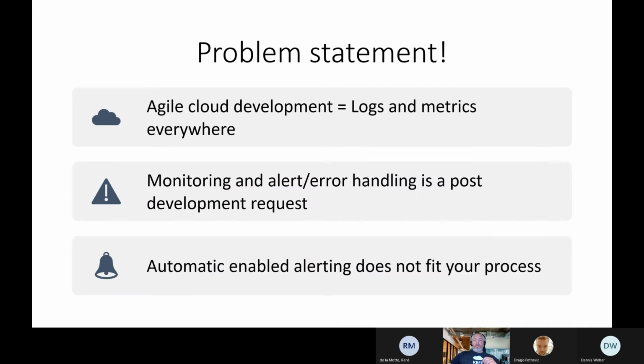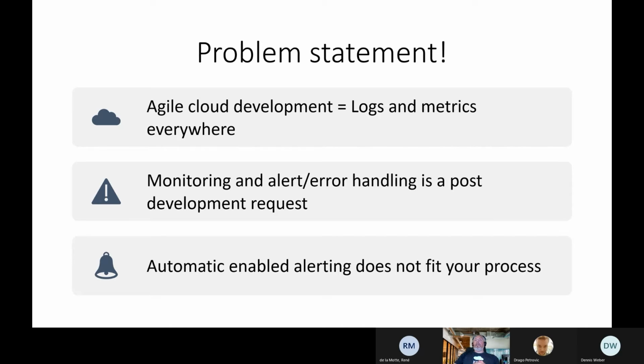But first, I want to frame a problem statement, because this is what I faced. When you do agile development, the developers will spin up solutions in platform services, and they will do it continuously. So you will have logs and metrics everywhere. Eventually, the developers will hand over to operations in a DevOps way. Operations should be mixed, but in reality, everyone is not there yet.